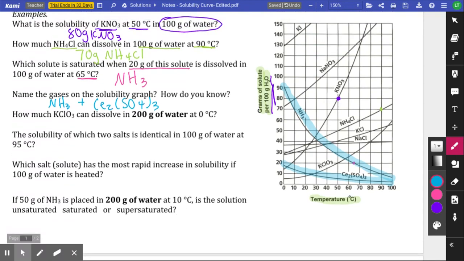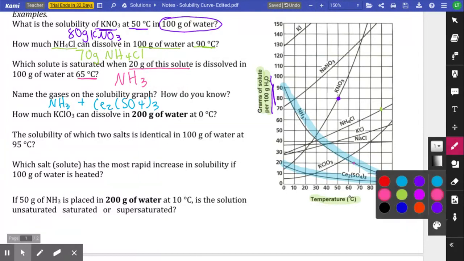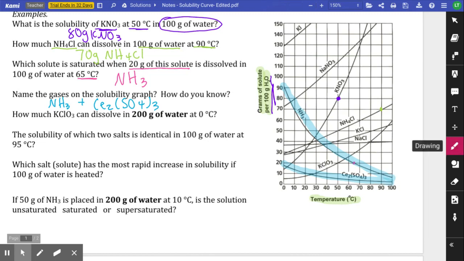Okay. So now, next question, and then I'm going to have you do the last three as practice, and then I'll put the answers up. So the next one I'm going to do with you. This one says, how much KClO3 can dissolve in 200 grams of water at 0 degrees Celsius?